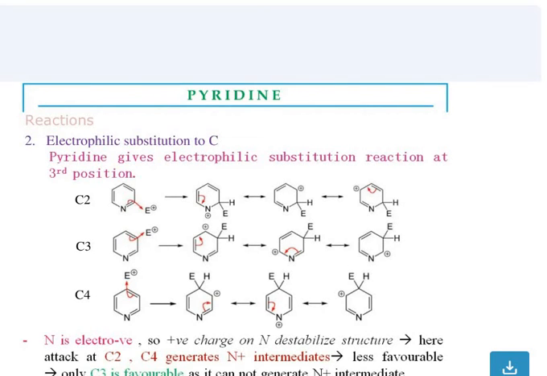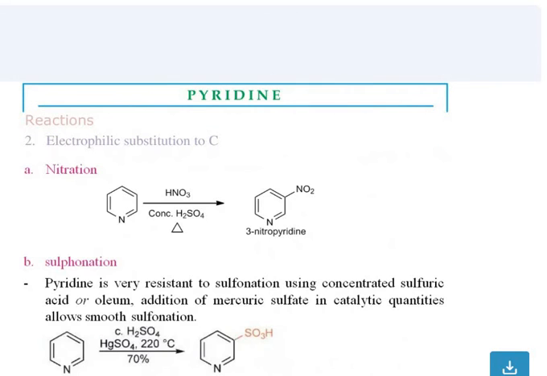Now electrophilic substitution at carbon. Pyridine gives electrophilic substitution at the 3rd position. Look at the reaction. Resonance situations: N is electronegative, so a positive charge on nitrogen destabilizes the structure. Here attack at carbon 2 and carbon 4 generates an N-plus intermediate, which is less favorable. Only C3 is favorable, as it does not generate the N-plus intermediate.